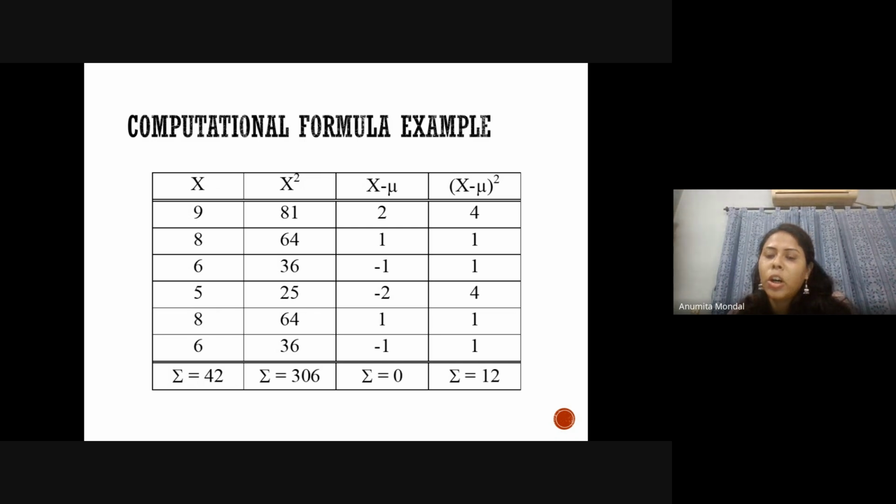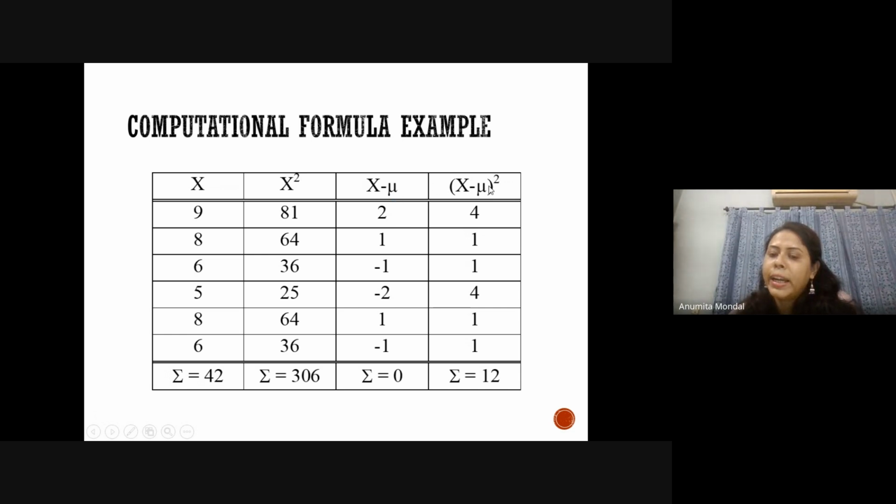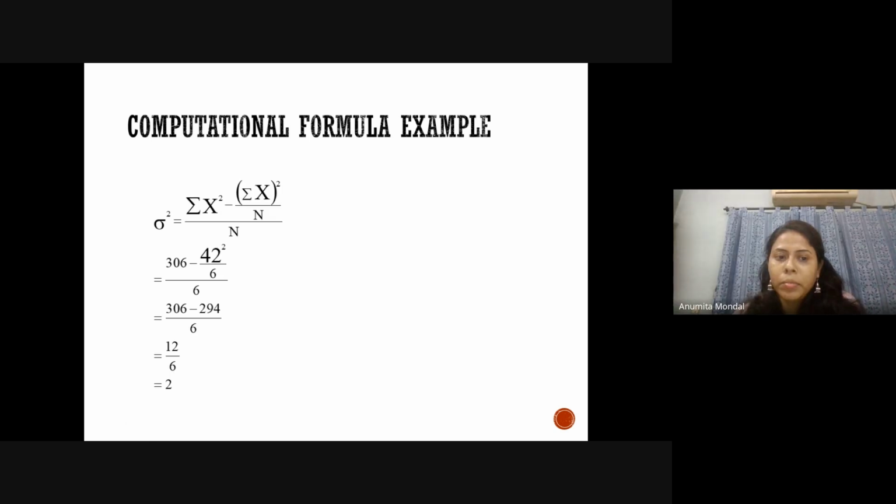In this case, I have taken a small example where the x values are 9, 8, 6, 5, 8, and 6. We first calculate the mean, mu, then take x minus mu, square it, and take the sum. After doing the sum, the value of sigma square, the variance, is 2.